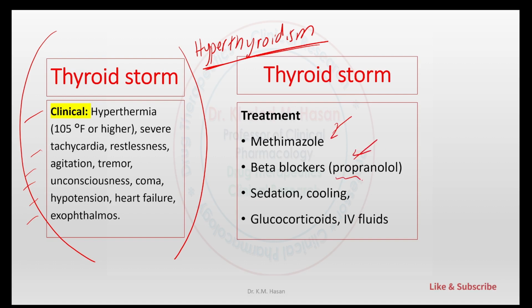beta blockers, especially propranolol, because you can see here we have tachycardia, heart failure, agitation, restlessness. Propranolol provides some relief. Corticosteroid and IV fluid. Corticosteroid, because corticosteroid inhibits the immune response, and if you remember, hyperthyroidism is related to autoimmune disease, especially Graves' disease. So again, for thyroid storm, we have methimazole, beta blocker, especially propranolol, sedation and cooling, corticosteroid, and IV fluid for the treatment.